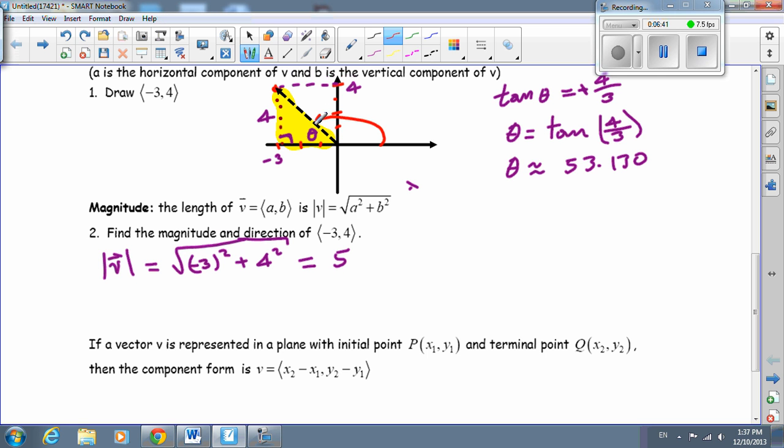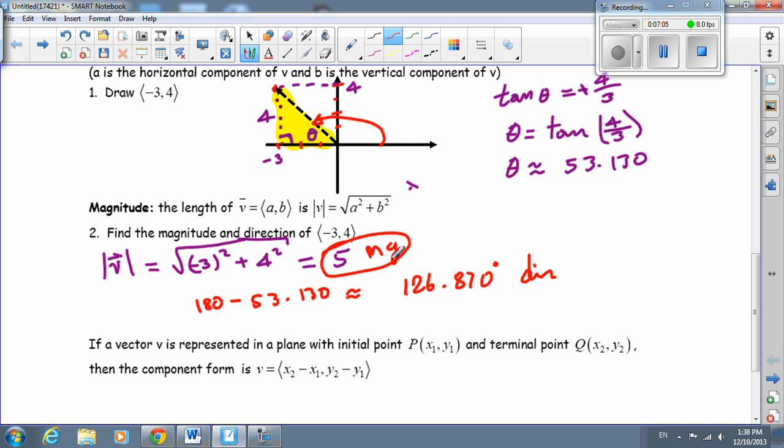The angle from 0. So to find that angle, I will do 180 minus the reference angle that I got earlier, which is 53.130. And this will give me approximately 126.870 degrees. This is your direction, and this is your magnitude. All right, let's keep going.